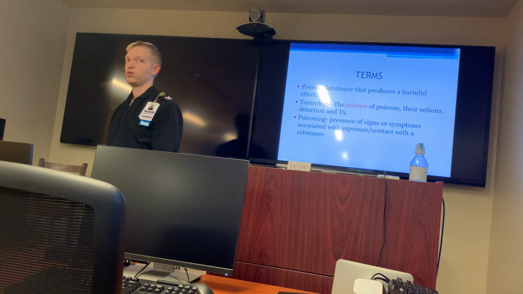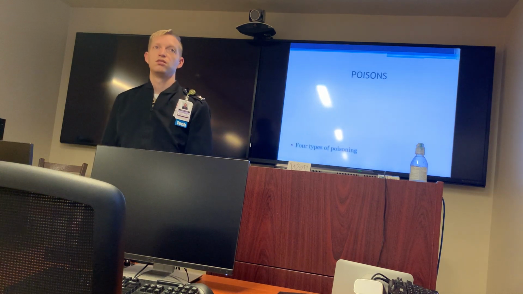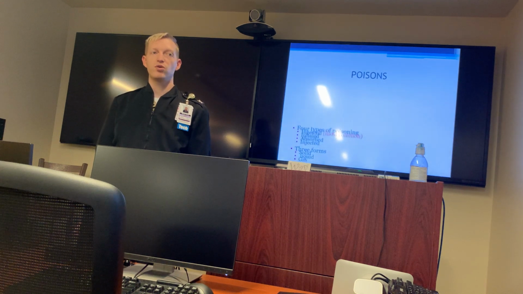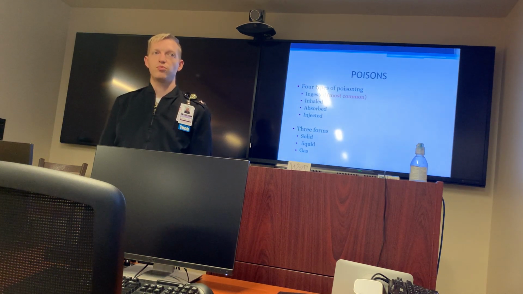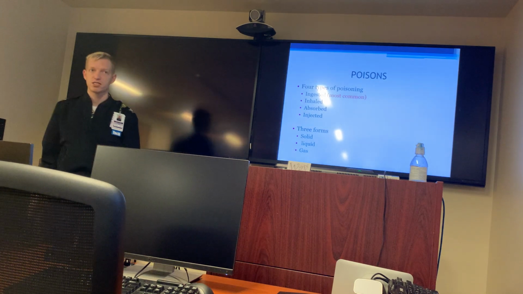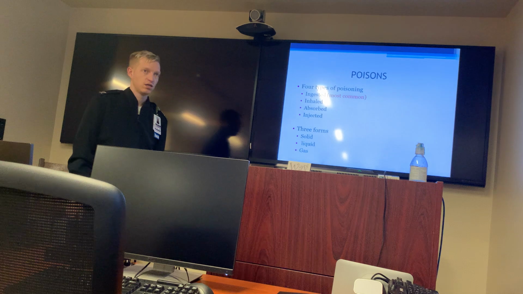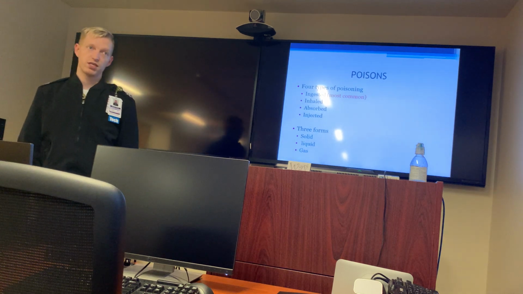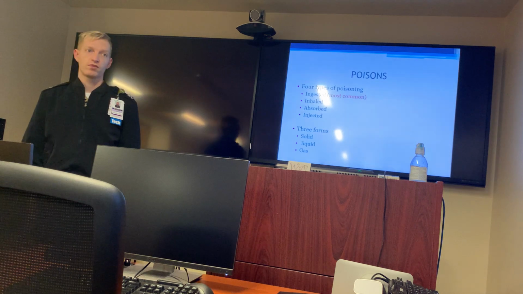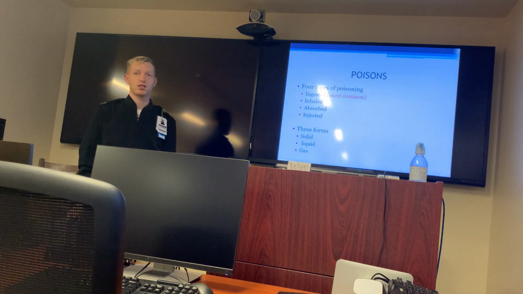Toxicology, the science of poisons. All right, we got 4 types of poisoning: ingested, inhaled, absorbed, and injected. Ingested is the most common, that means you ate it. Inhaled, you breathe it in. Absorbed is absorbed through your skin, and injected is you shot it up like heroin. There are 3 forms of poison: solid, liquid, and gas.